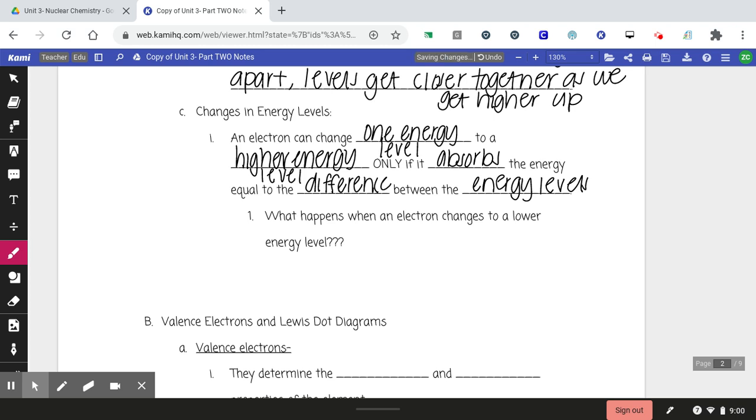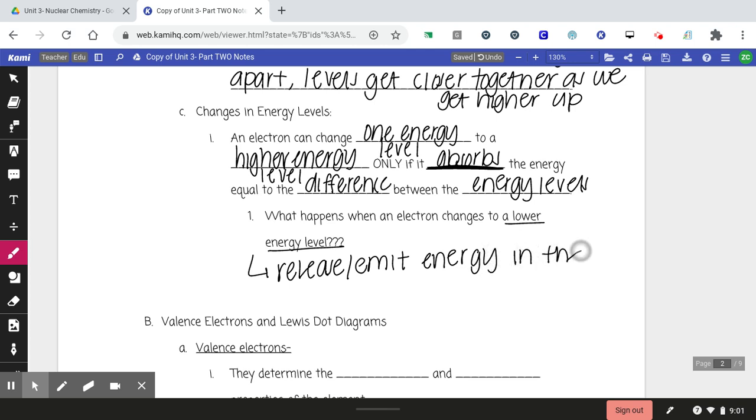So we know it needs to absorb energy. Then we know to go to a lower energy level, we are going to release energy when we do that. Or emit, we've seen that word as well. Emit energy, and that's going to be in the form of light.